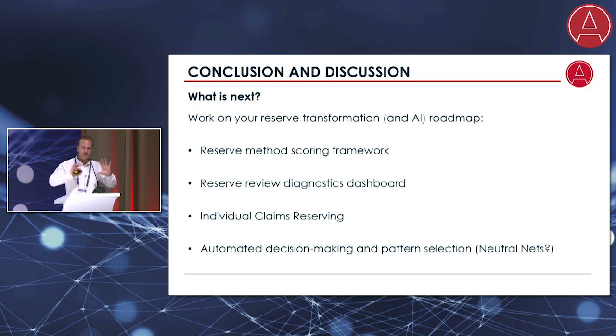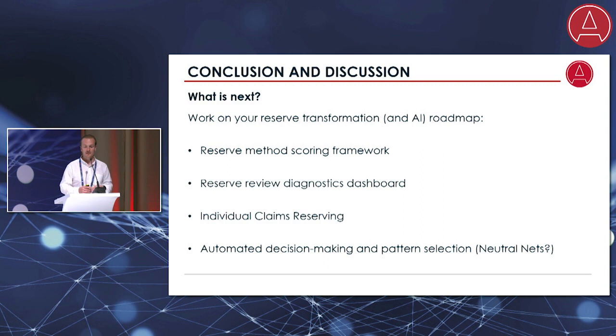And then now taking a bit of a step back, we've looked at many technical topics now, and where does this potentially lie in your reserve transformation roadmap? What are other things to consider? I wouldn't say first adopt this one. I would say first invest in reserve review diagnostics, like diagnostic dashboards that help you identify A versus E patterns and things like that sooner.